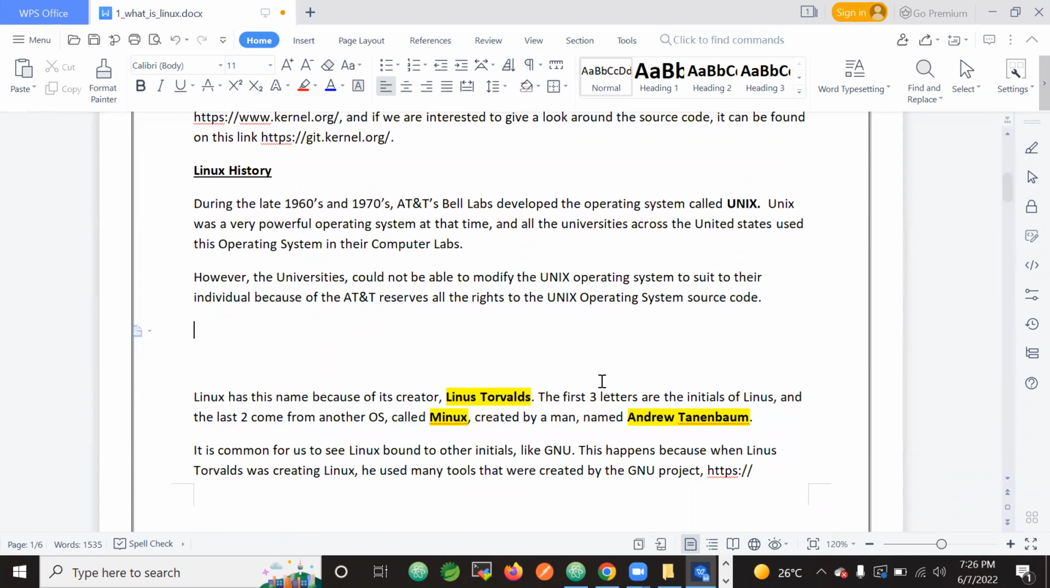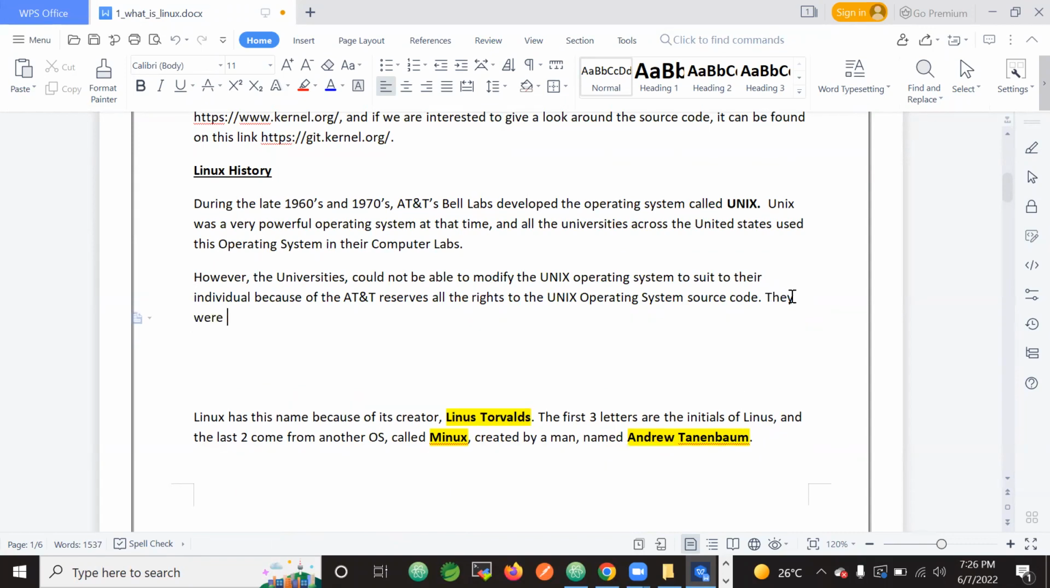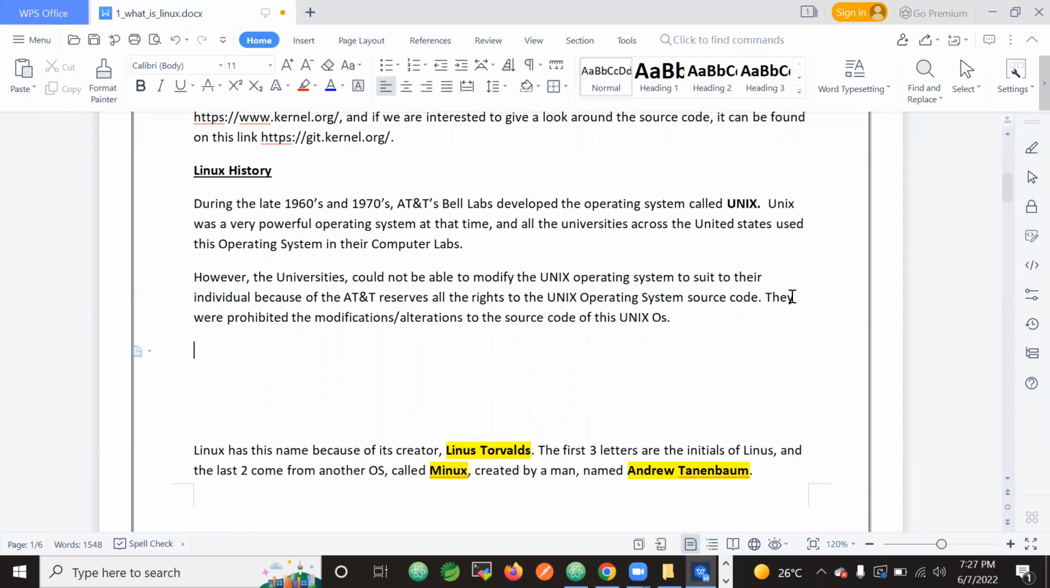So they were prohibited from making modifications or alterations to the source code of this Unix operating system, right? So this is the history. This was the situation that happened in the late 1960s and then the 1970s.